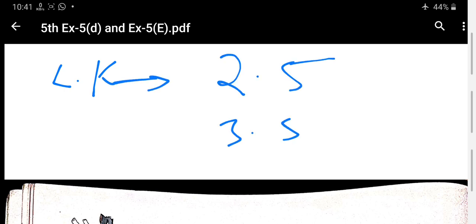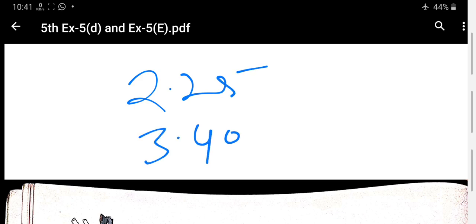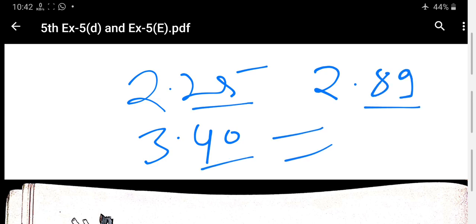And what are the like fractions? Like fractions are those which have what? The same decimal places, like 2.5, 3.5, 4.5, all have the same decimal place. Okay, now just write here 2.25, 3.40, 2.89. They have two decimal places, so they are known as like fractions.